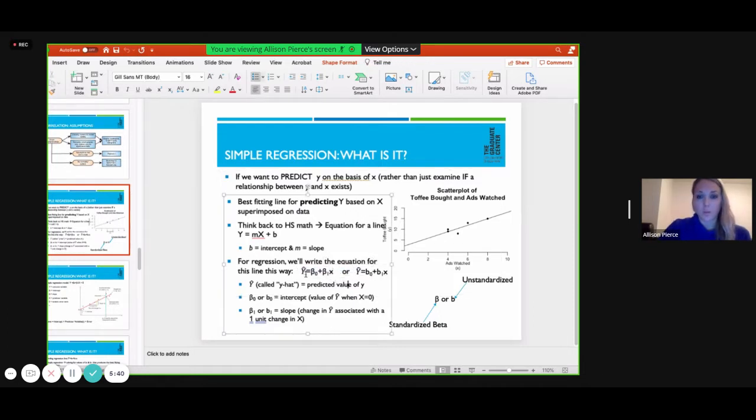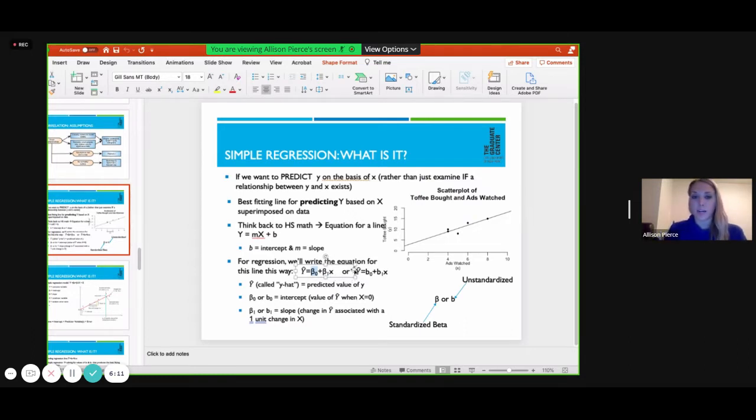You'll notice this is a y with a little caret above it. This is called y hat. Whenever you see it written this way, that y hat is referring to the predicted value. So there are the actual values of y, and then we have the predicted values of y, which we'll call y hat. Then we'll have beta 0, plus beta 1 times x.